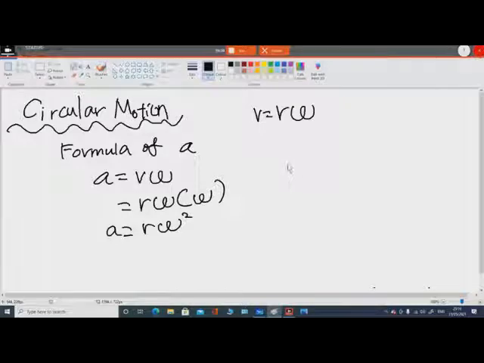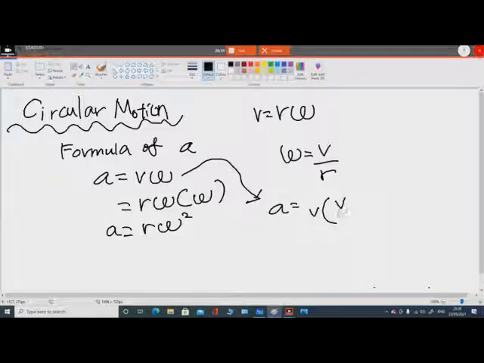So what if I substitute omega into the acceleration formula? Basically we will get A is actually V times V over R, so finally we get V squared over R. So these are another two formulas which need to be memorized.